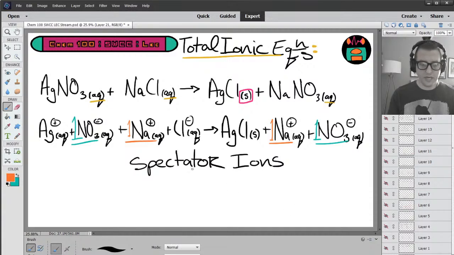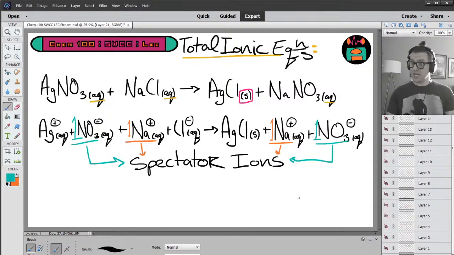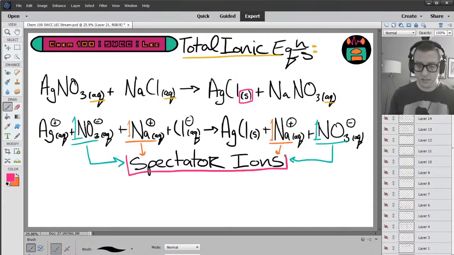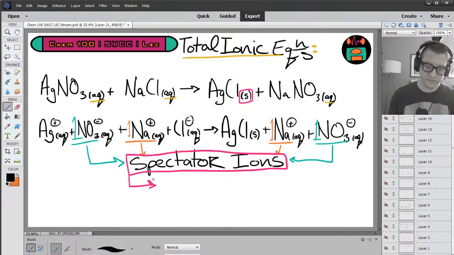All right, sodium in this reaction and nitrate are two examples of spectator ions. They do not participate in the chemical equation. All right, they're just watching. They're just watching it happen. They're the spectator ions. And we do something very special with spectator ions. We cancel them.